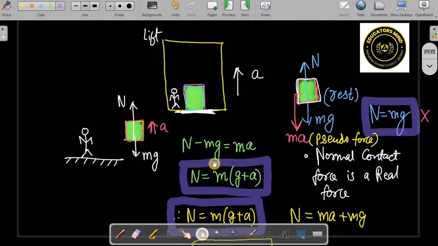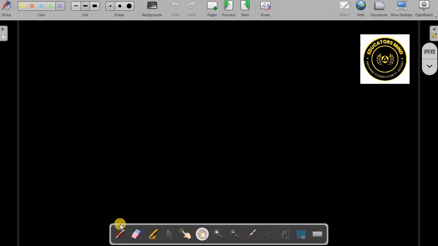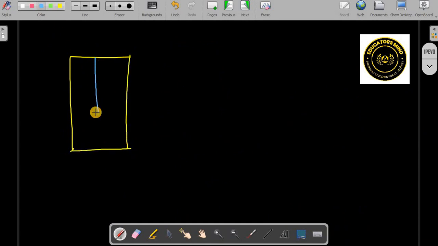Now let's see how the g effective concept can be applied. Suppose you take, for example, a lift which is going up, and inside this lift an object is hanging from a string. This is the block which is hanging. Let's say the tension is going up. Now the observer is here, and with respect to this, if you want to draw the free body diagram, tension is upward, mg acts downward, and the pseudo force you must apply downward, right? m into a. This is the pseudo force.